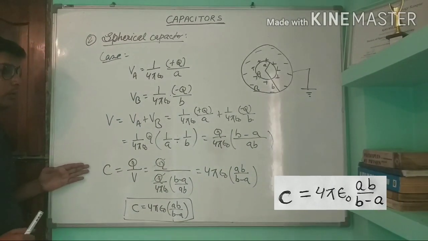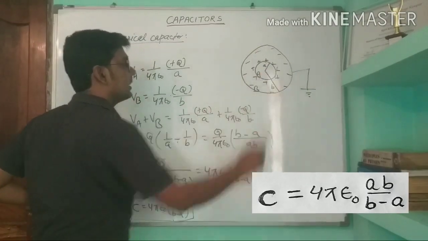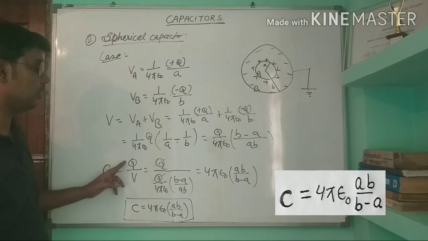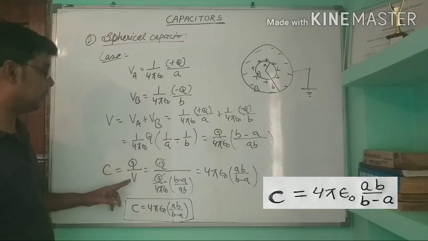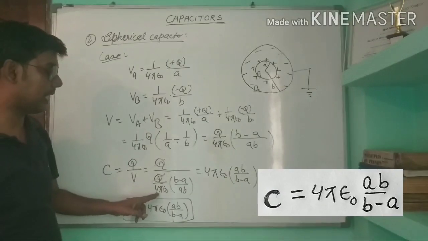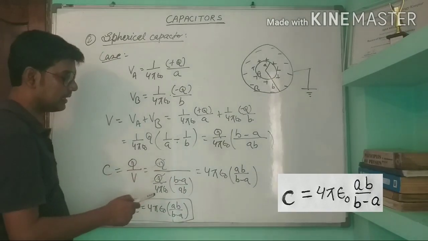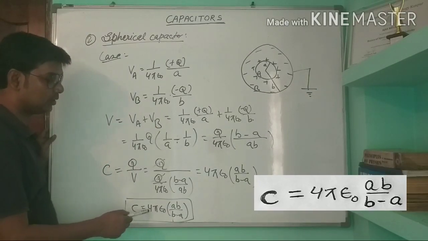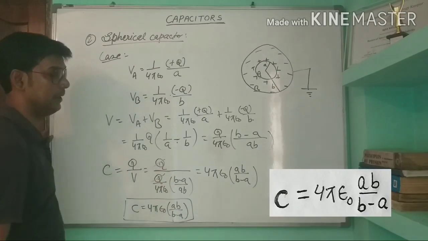Now we are interested in calculating the capacitance for this spherical capacitor. So capacitance C is equal to q by V. So q by 4 pi epsilon 0 into B minus A by AB. So q will be cancelled, and finally the capacitance for this case is C equal to 4 pi epsilon 0 AB by B minus A.